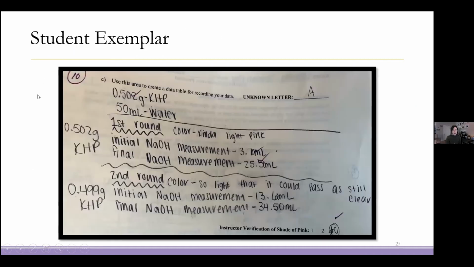Next is just an example of a data table that a student created while performing this investigation. So this isn't a data table that maybe we would write, but ADI emphasizes that students need to be able to organize their own data in their own way when they're learning. And so you can see that they have all of the necessary data organized in a certain way. They've recorded the grams of KHP for each iteration, and then the initial and final sodium hydroxide measurements, as well as the observations of the phenolphthalein at the endpoint, which is an additional observation that they added.